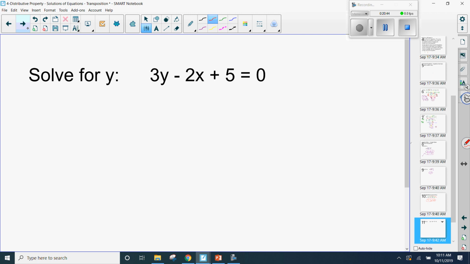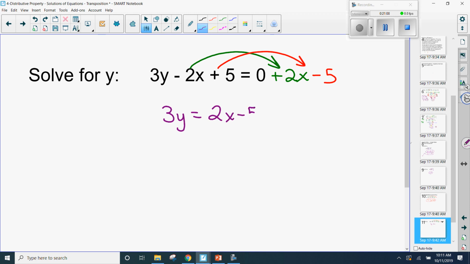Solve for y. This one has one more step involved. If I solve for y, we're going to move the negative 2x over, making it positive 2x. I have to move the 5 over, making it negative 5. And if I perform just that step, you get 3y equals 2x minus 5. What did they want you to solve for? Y. Do I know what y equals? You don't.